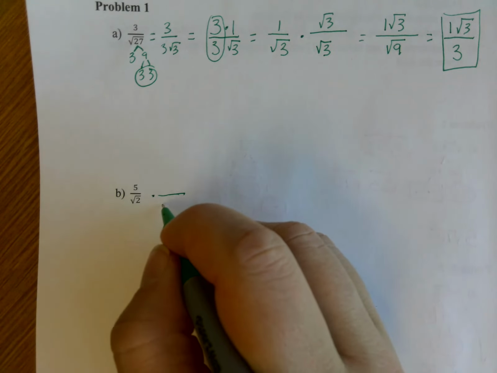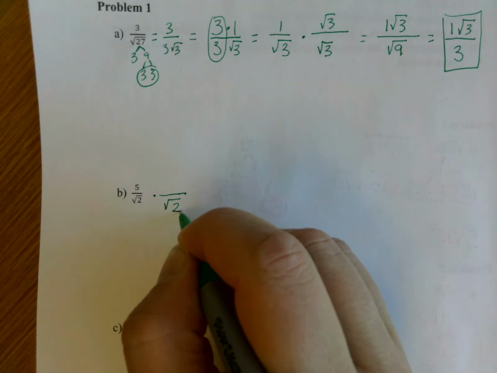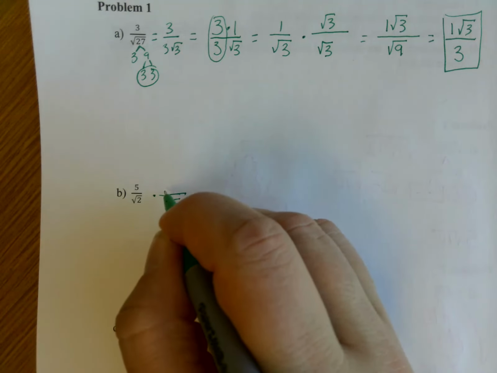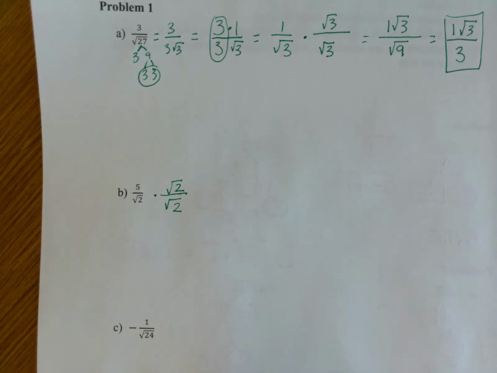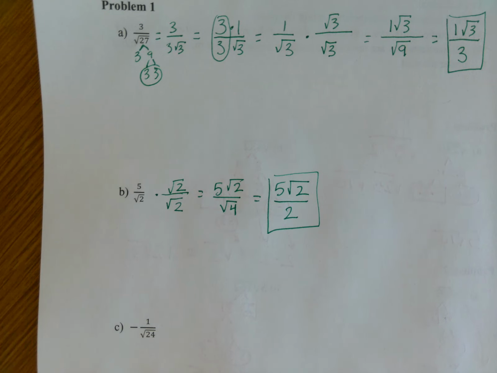So I have to think, what should I multiply this by? So in order to force a pair, I need to multiply by square root 2. In order to multiply this by 1, it has to be the same on top and bottom. I want you to pause the video and finish simplifying that now. Pause the video, finish simplifying.